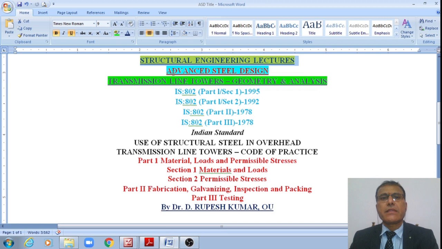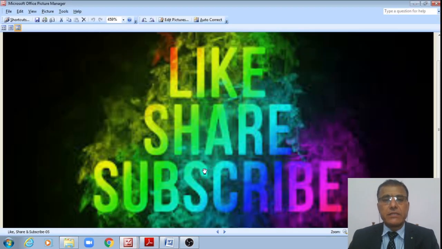We are discussing the transmission line towers. In the first part of this, we have seen the fundamentals as well as the general discussions and the relation between shape, sag, and tension. In the second part, we have seen the IS 802 codal specifications as per Part 1, Section 1, Section 2, Part 2, Part 3. And now in today's class we shall see a numeric problem with these fundamentals.